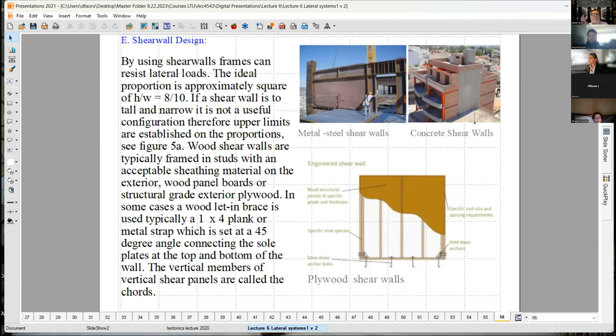Shear wall design. By using shear walls, frames can resist lateral loads. What's the approximate profile height to width of a shear wall? The literature and engineering would say H over W, height to width, about 8 over 10. It's basically an intermediate wall. Examples of these sorts of shear walls are on the far left and upper right-hand side. On the left, there's a solid steel sheet panel introduced inside that bay. That's a steel sheet metal plate shear wall. On the upper right-hand side, there's a concrete shear wall for that building in the concrete frame. And on the lower right-hand side would be the plywood shear wall.